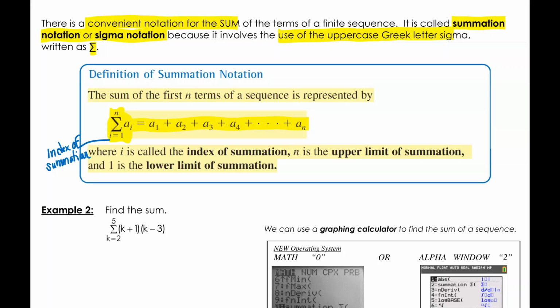The value that is above the sigma is the upper limit of summation. So that's like the ending number. And then the number down here at the bottom is the lower limit of summation. That's the beginning number.